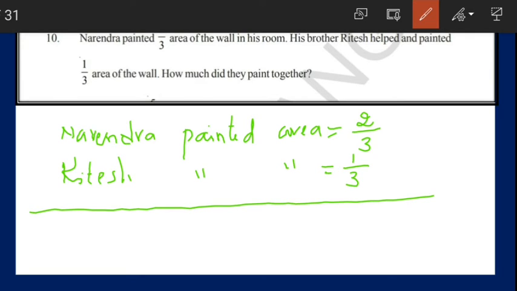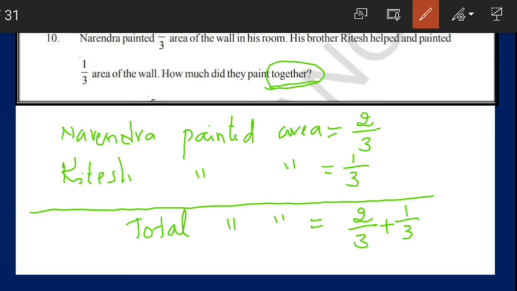So, they are asking how much they painted together. Together means, by combining, how much they painted. So that means we have to add them. Total painted area is equal to 2 by 3 plus 1 by 3. We know that it can be written as 2 plus 1 by 3, that is 3 by 3. 3 will get cancelled, we get 1 whole.